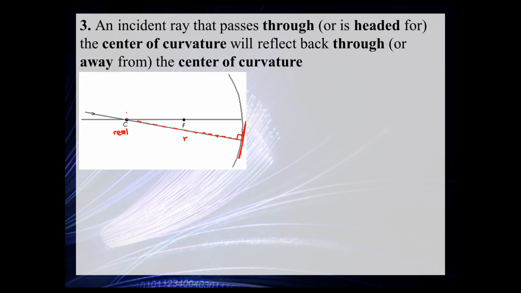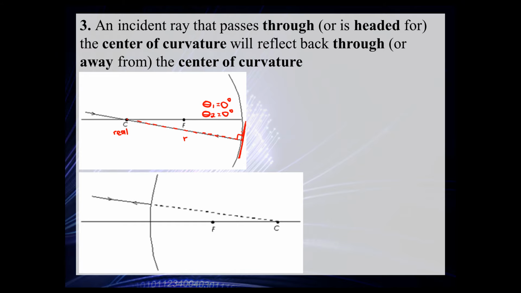So what's happening here? Well, my incident ray is approaching along the normal line. If I approach along the normal line, that means that theta is equal to 0 degrees. There is no angle between the incident ray of light and the normal line. And if the angle of incidence is 0, then the angle of reflection is also 0 degrees, which means you just bounce back along the exact same line. And again, that's the case for a concave mirror. So if you pass through the real center of curvature on a concave mirror, you just bounce back along the same line.